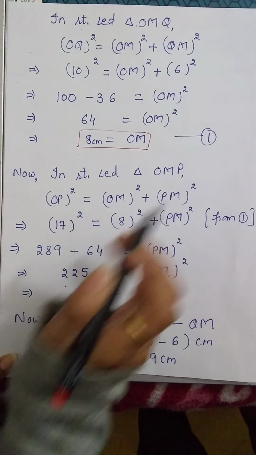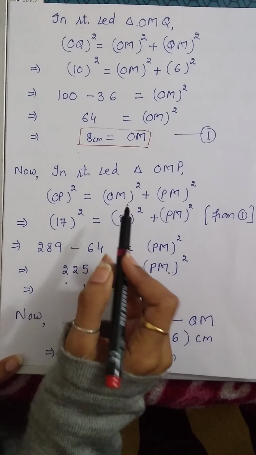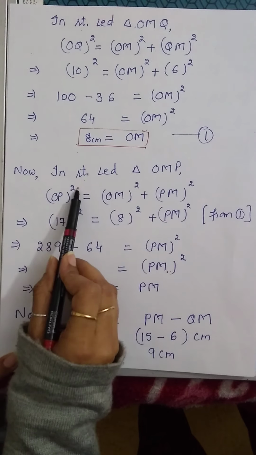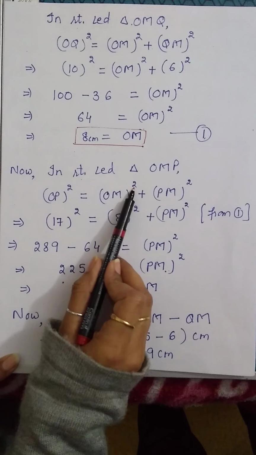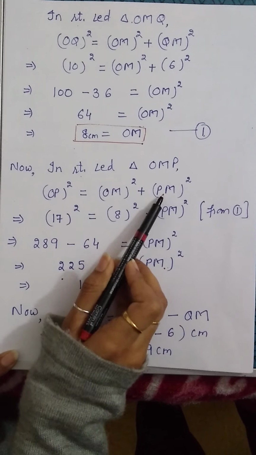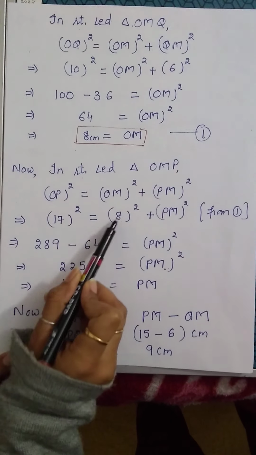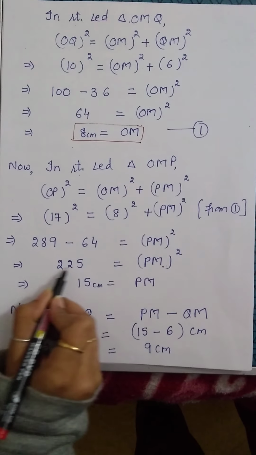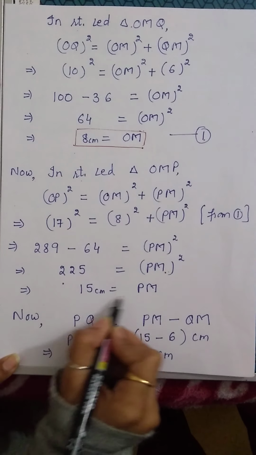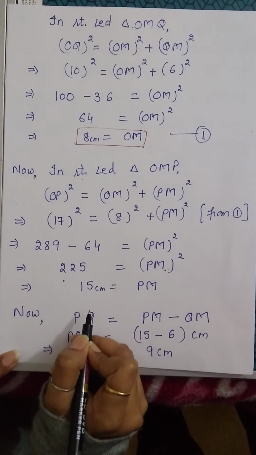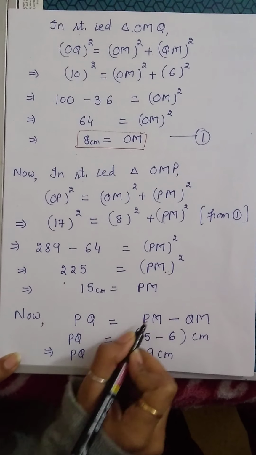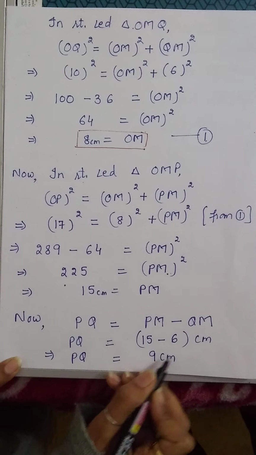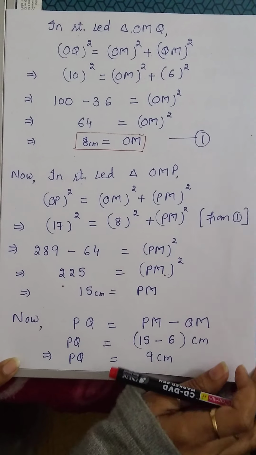We will name this as equation number 1. Secondly, in right angle triangle OMP, OP square is equal to OM square plus PM square. We are using Pythagoras theorem. Again substituting the values, we will get PM square is equal to 225 and hence PM is equal to 15 centimeter. We know PQ is equal to PM minus QM. That means PQ is equal to 15 minus 6, that is 9 centimeter.